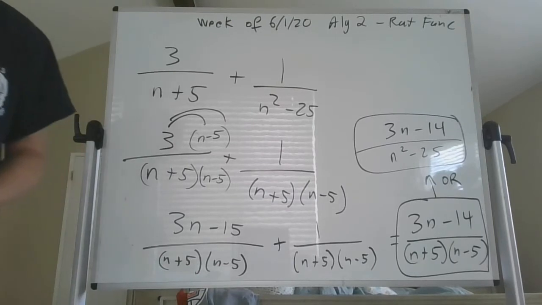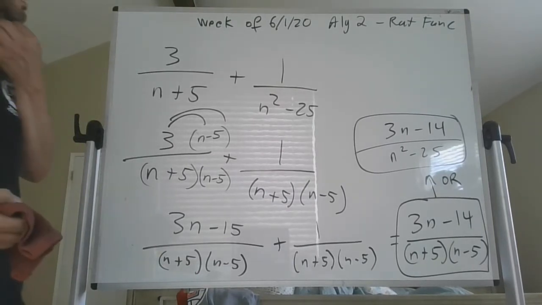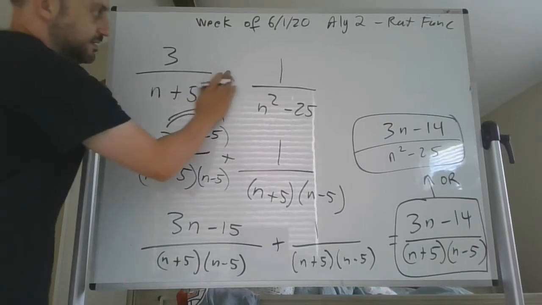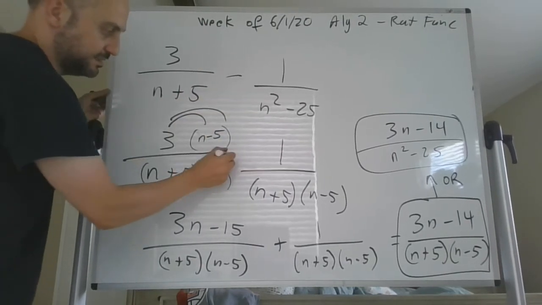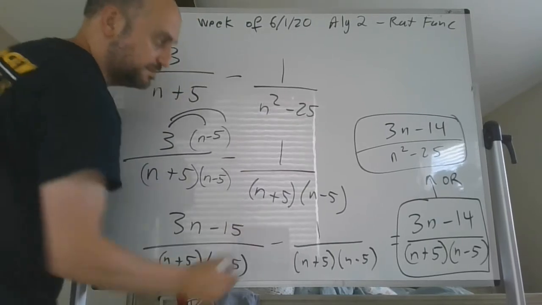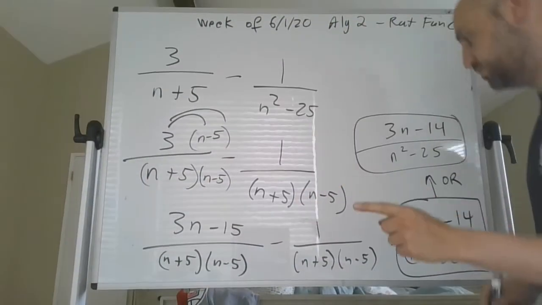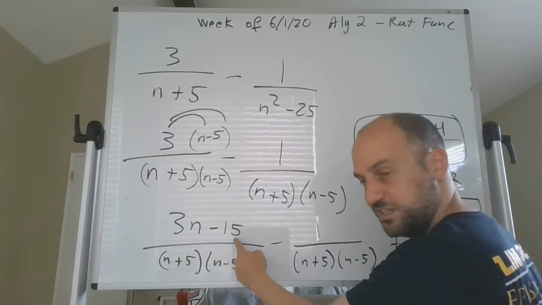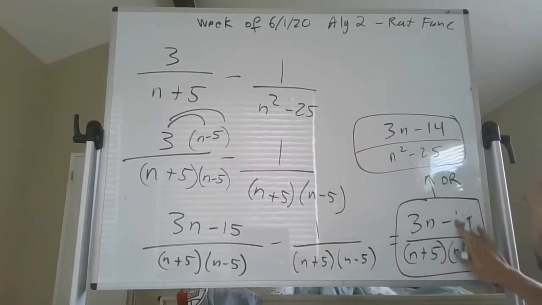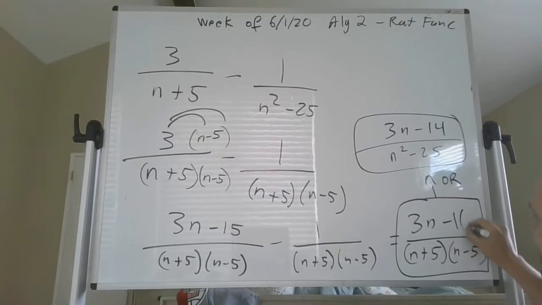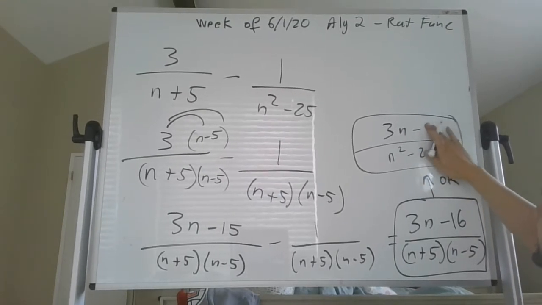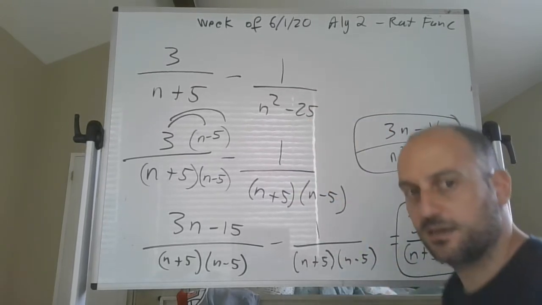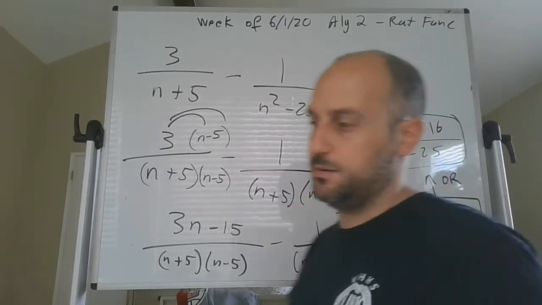Okay, but I'm not going to give you guys a subtracting problem. Subtracting would literally be the same thing, except this is minus, this is minus, this is minus, and so this was a subtraction problem. It would be 3n minus 15 minus 1, which would be 3n minus 6. And then that would be your final answer. But the process for adding and subtracting is the same thing, common denominator, okay? All right, moving on now.